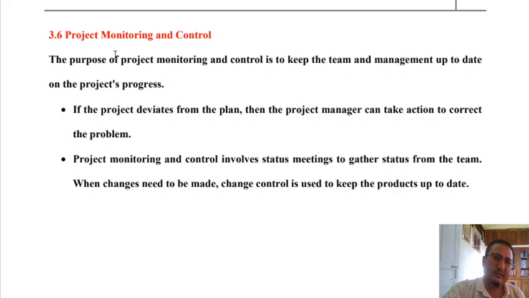So this is the primary objective of monitoring and control: to keep the team updated about the progress that has been made, and if there is any abnormal deviation taking place in the development process, then to initiate corrective measures in order to solve the problem. Okay, so this basically explains what software project planning, monitoring, and control are.